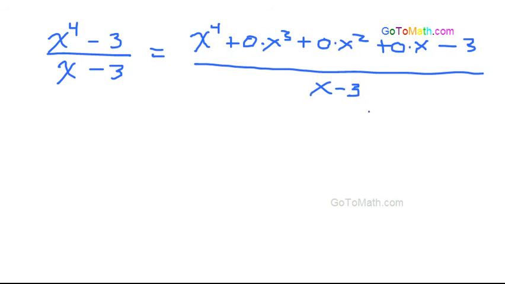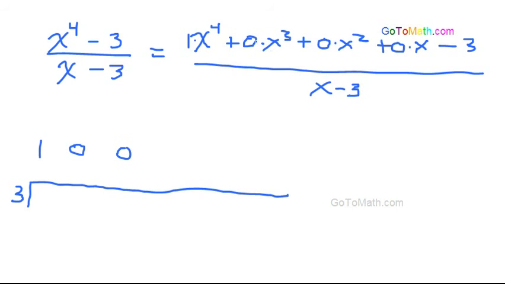Okay, so this is in the form of x minus r. R is 3. So we're going to put 3 right here, and attempt to draw a line. So we have a 1, right? There's a 1 out in front of x to the fourth. And then we have 0, 0, right? That's these zeros here. Another 0, 0, and then minus 3.